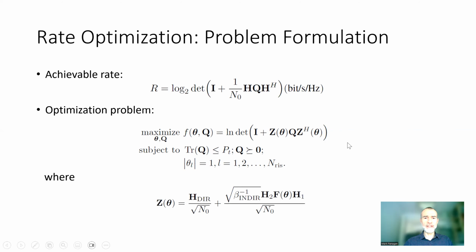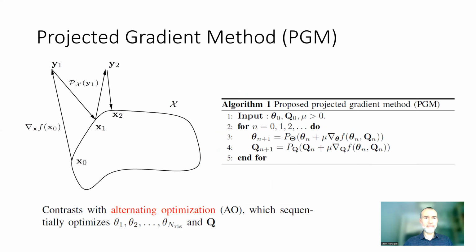Okay, so let me explain how we actually solve this problem. We use something called the projected gradient method. The idea is, starting with a feasible point, we take some step in the direction of the gradient, and then because we may not land at a feasible point, we project that back into the feasible set, and we continue iterating this process.